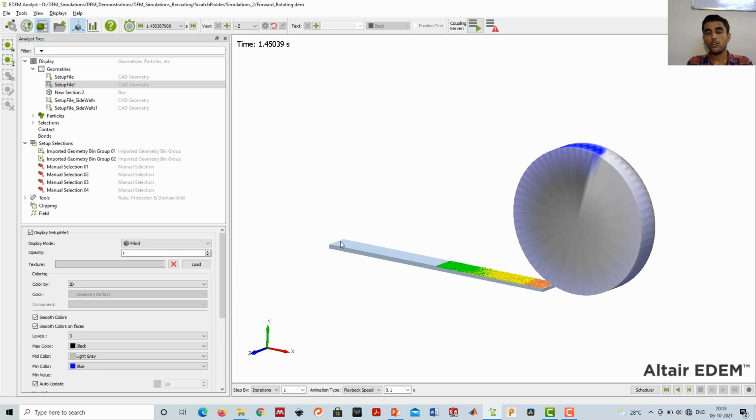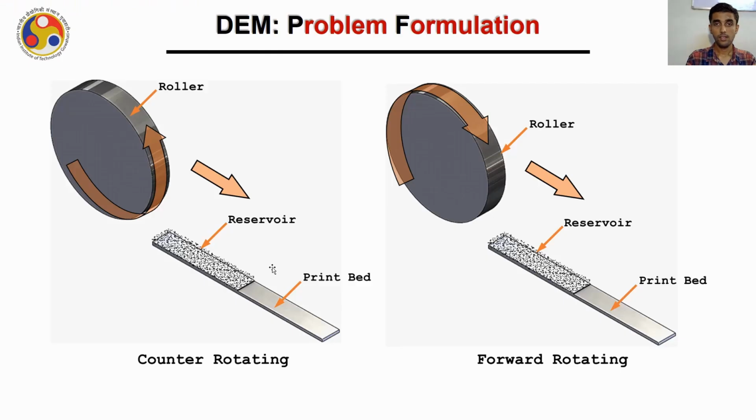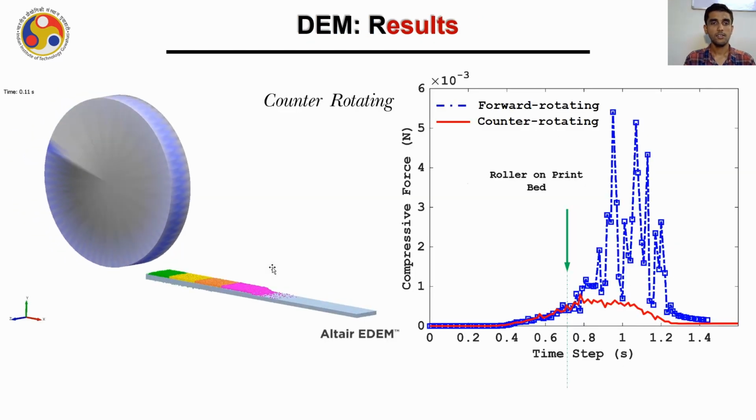So the next thing that I'm going to do is, for the case of forward rotating rollers as well, I'm going to export what is the compressive force and what is the void edge, and then I'll compile these two results and show you a comparative analysis. So okay, now I have compiled my results in this section of the PowerPoint. Let's quickly look at it.